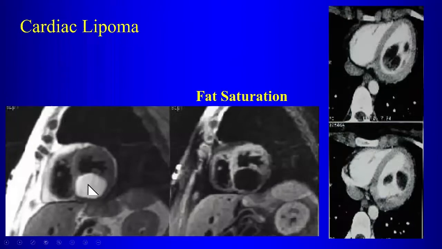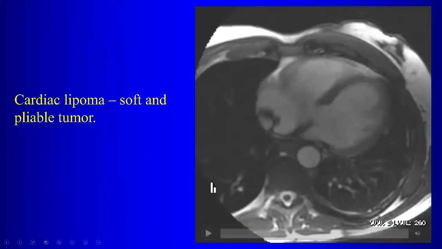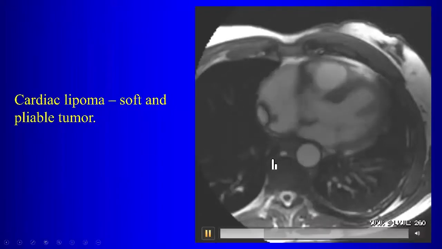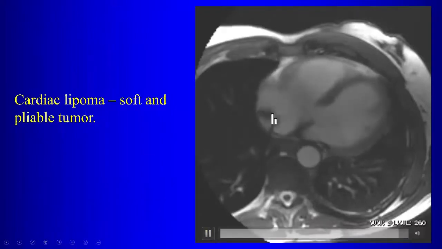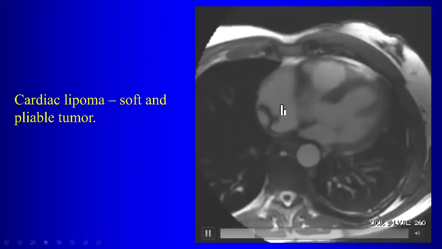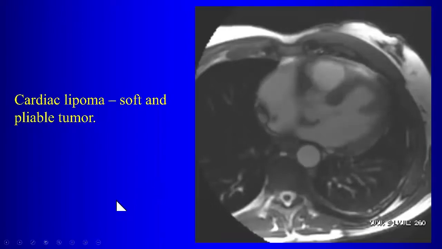So there's another example of a cardiac lipoma. This one here is kind of in the wall of the left ventricle. With fat saturation, you can make it very dark, and it's got fatty attenuation there on the CT. And then another feature of these tumors is that they are very soft and pliable, which is why you can see that throughout the cardiac cycle, you see how it's very compressible. It kind of changes shape very easily throughout the cardiac cycle, okay?